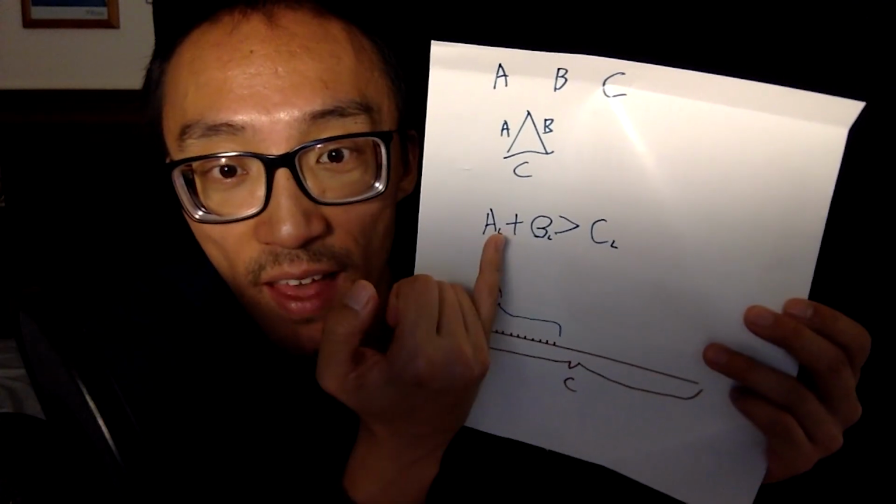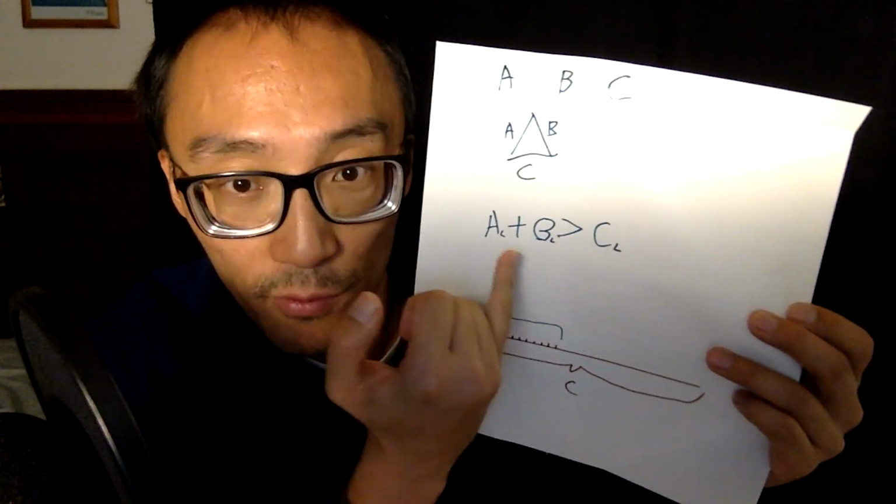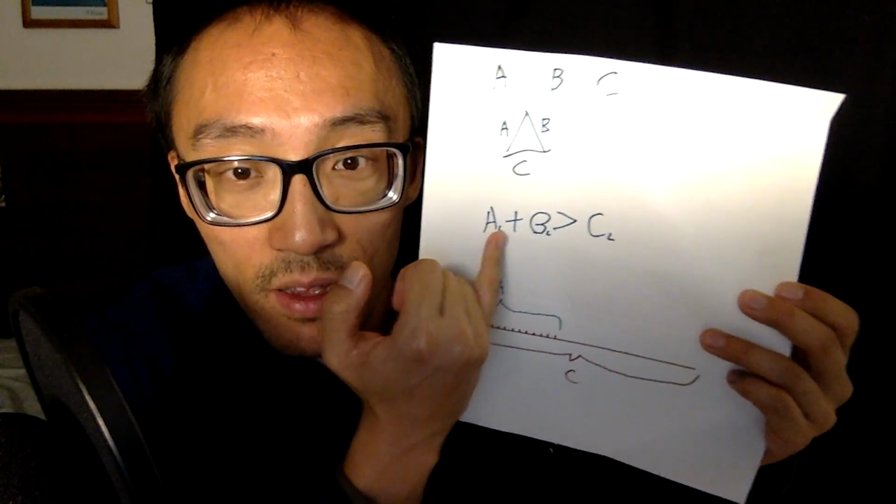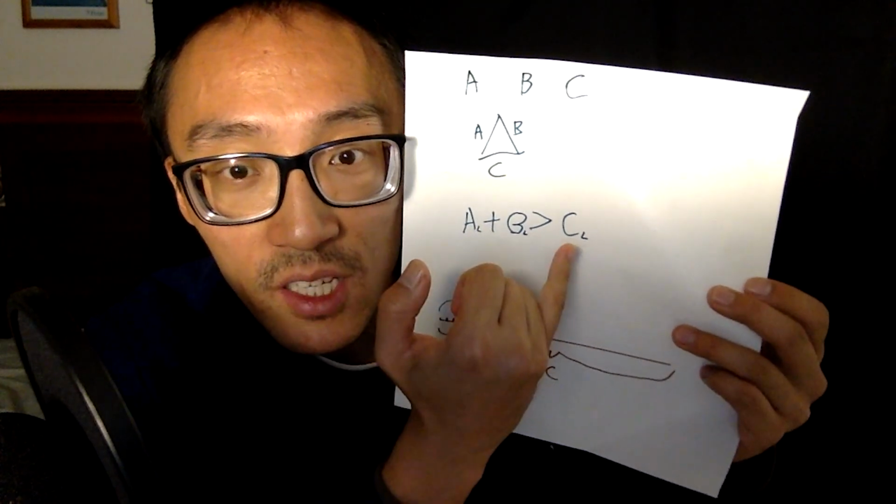Sometimes they don't have the L, they might use different variables here, but it's the same thing. The length of one side plus the length of another side is going to be bigger than the length of the third side.